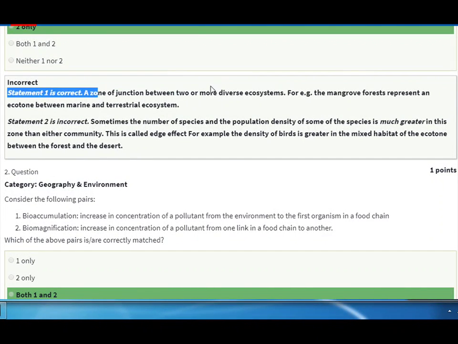So an ecotone is a zone between two or more diverse ecosystems, and mangrove represents an ecotone between marine and terrestrial. But sometimes the number of species and the population density of some species is much higher. It is called the edge effect. So the density of birds is greater in the mixed habitat of the ecotone between forest and desert.